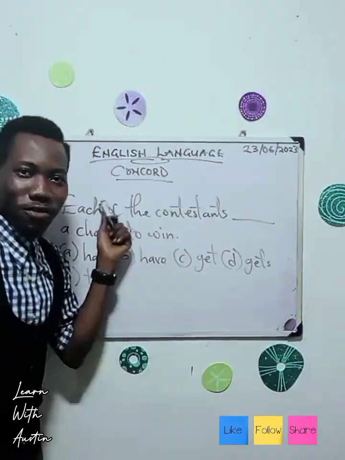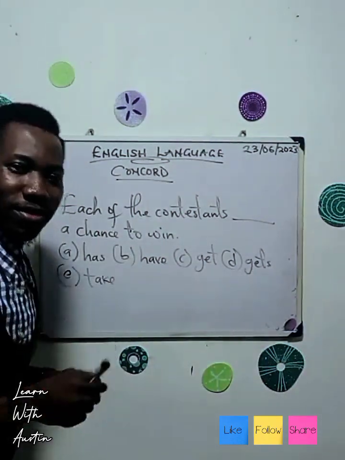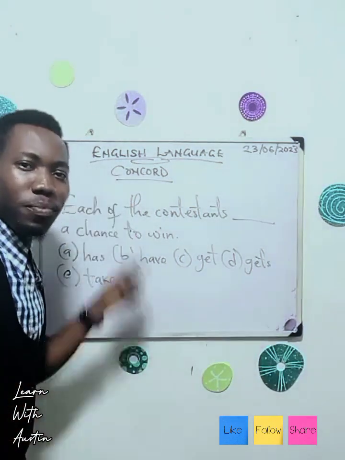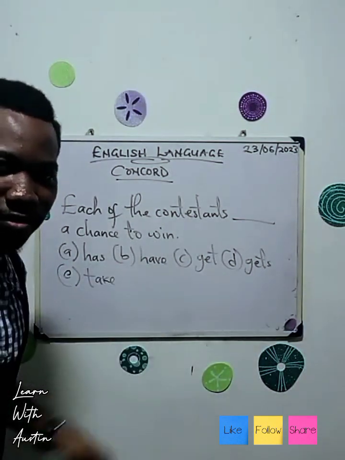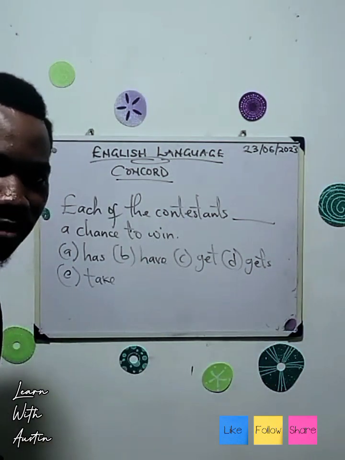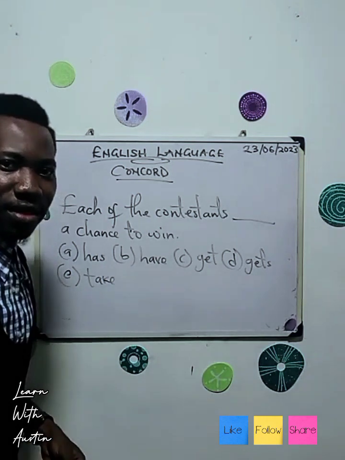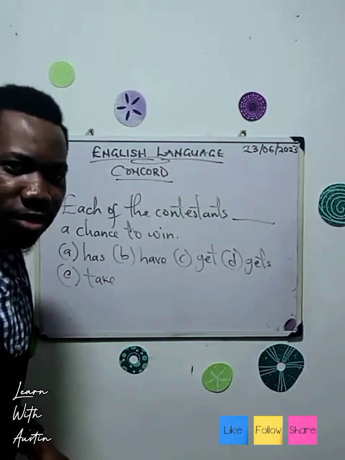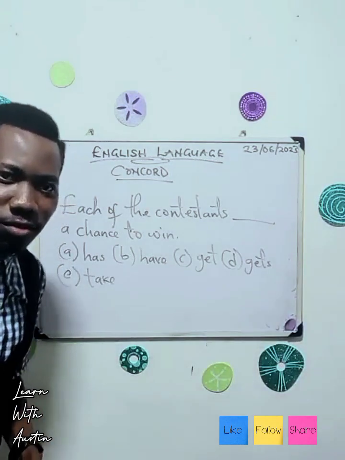Each of the contestants. Remember, each of, one of, same thing. Each of, one of concord. It says that the verb following has to be what? Singular. Because each of does not mean one, okay? Each of, one of, singular verb follows. So you want to look at this and then pick your correct answer.